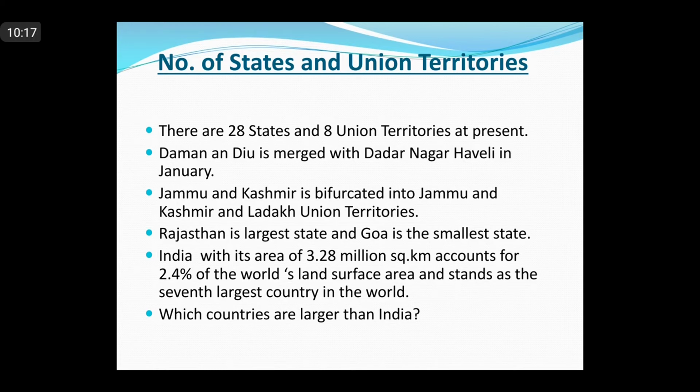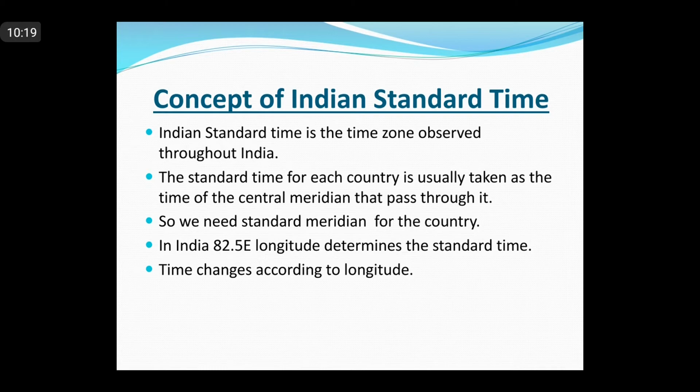Okay, so we can say here that we have 28 states as well as 8 union territories. Now, the concept of Indian Standard Time. You must have read about Indian Standard Time in your junior classes. Indian Standard Time is the time zone observed throughout India. For this, we need to choose one standard or central meridian, and we have chosen 82.5 degree east longitude.